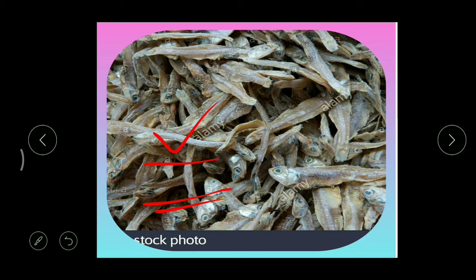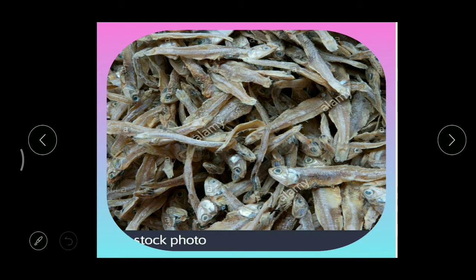What is meant by dry fish? That means from this fish we completely remove the water. That's why this fish will not spoil, and that's why we can store it for more than a year. Got it? Even whenever you go to our market, you can find different varieties of these dried fishes. Have you seen? Yeah. Okay.